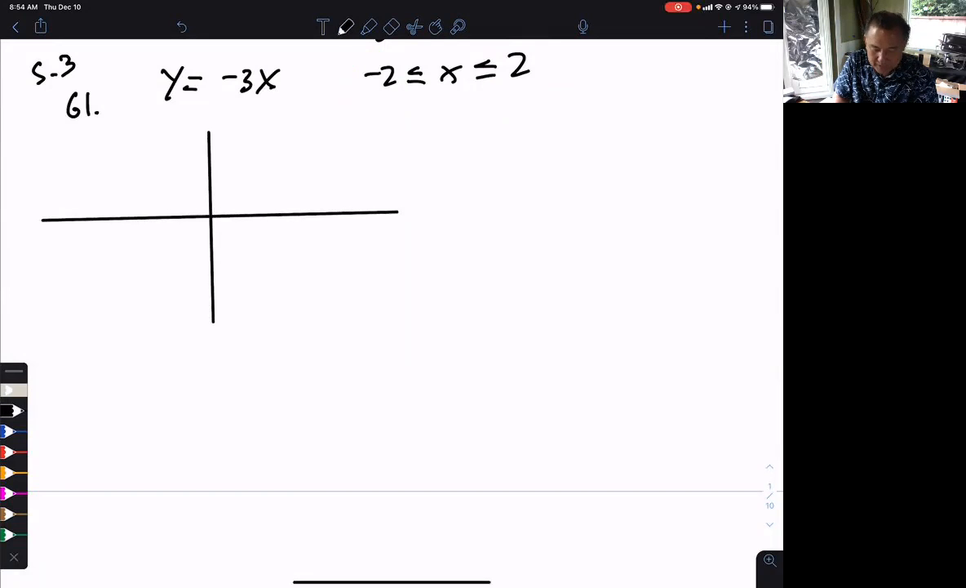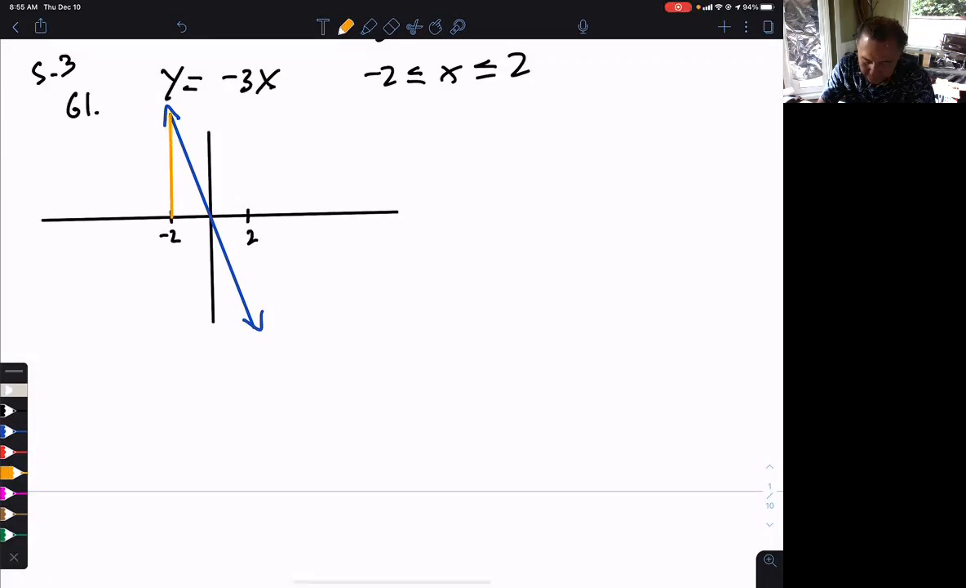What does y equals negative 3x look like? It's a line with a y-intercept of 0 with a slope of negative 3. So when I draw that, this is a rough graph. It's not going to be perfect. Something like that. And I'm going to go from negative 2 to 2. So let me mark this. I'll make that negative 2 and make that 2. And so let me draw some lines going up. I'll do it in gold. Golden.